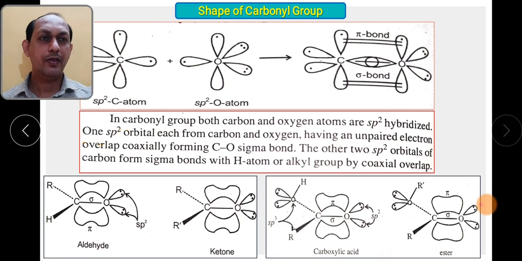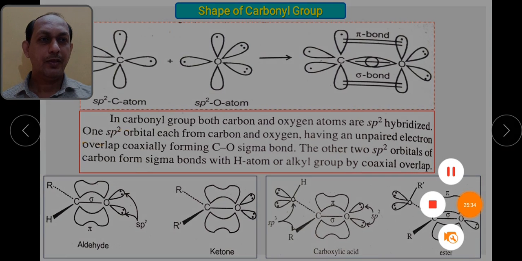So go through this particular session. For sp2 hybridization of carbon and oxygen we have already finished. The only thing that remains is nitrogen. So nitrogen we will see in the next session with some examples. Thank you very much.